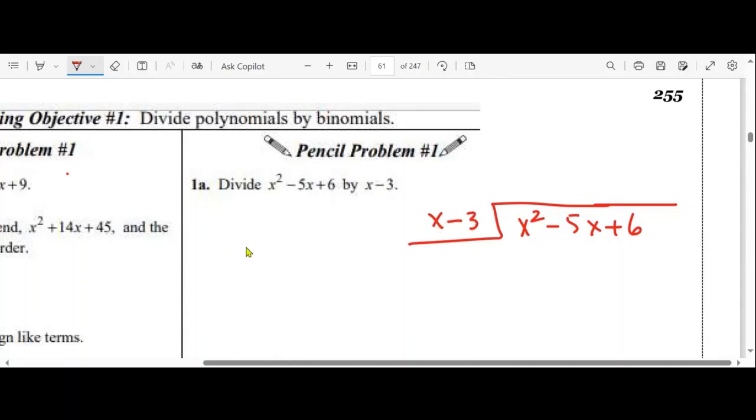Okay, now we're going to do what? Divide. Yes, take the first term, divide by the first term. What's the first term? x squared, divided by what? x. x squared divided by x gives you how much? x. Take this x and put it where? On the top here. And then you multiply it how many times? 2 times. You get x squared minus 3x, correct?